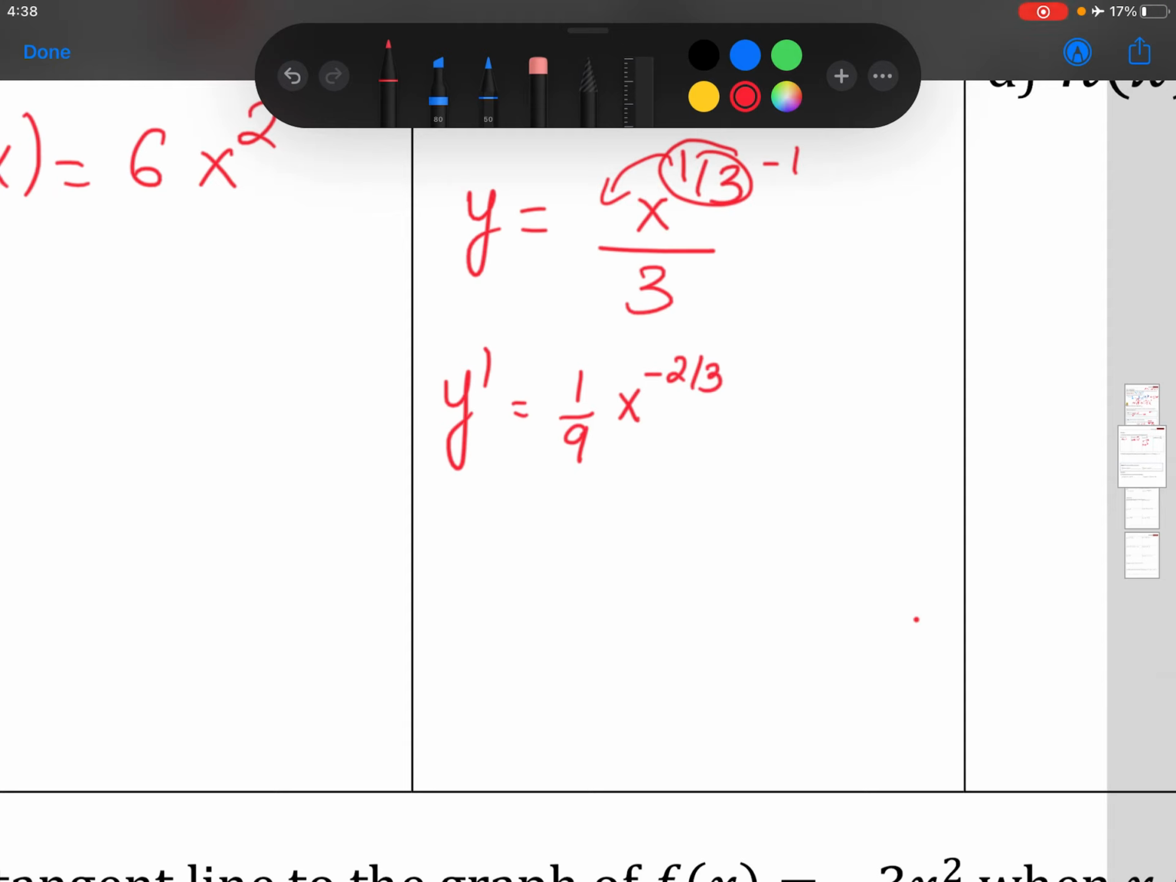Now I don't want to leave negative exponents, so what do I do? I take this whole part and put it in the denominator. So 1 over 9 x to the 2/3, or I can rewrite it as 1 over 9 cube root of x squared. Either one is fine.